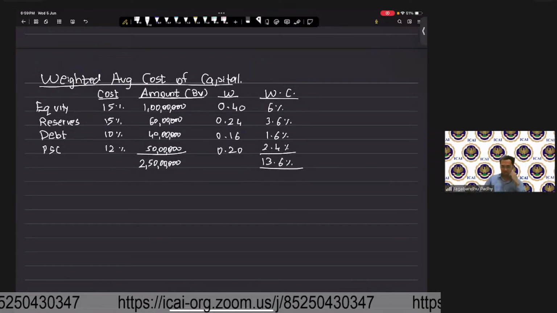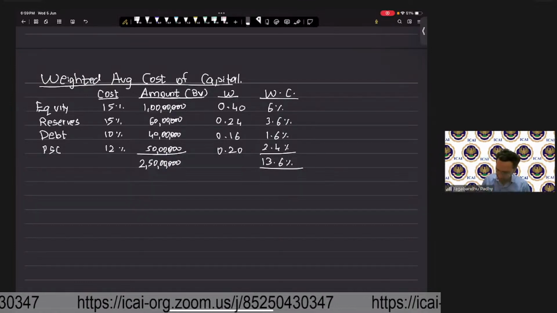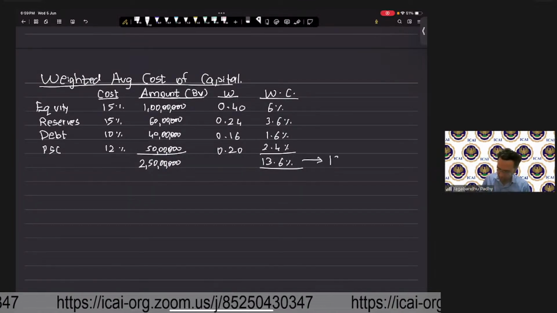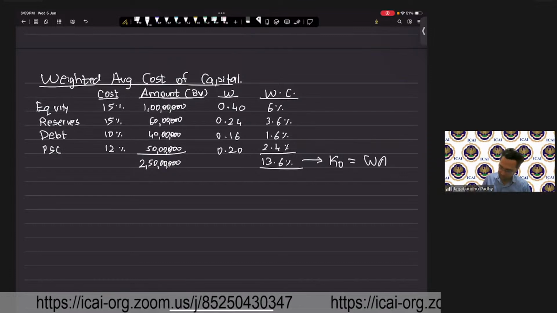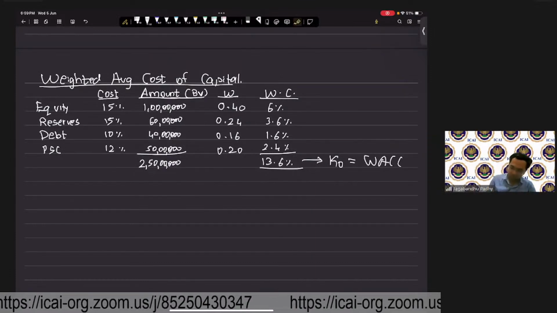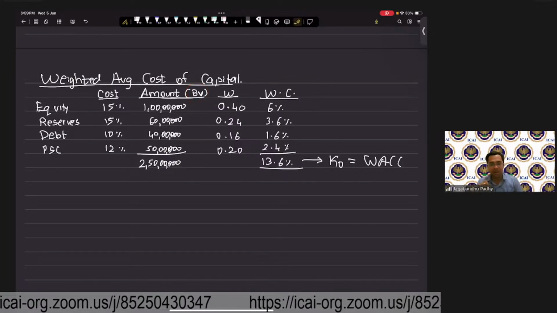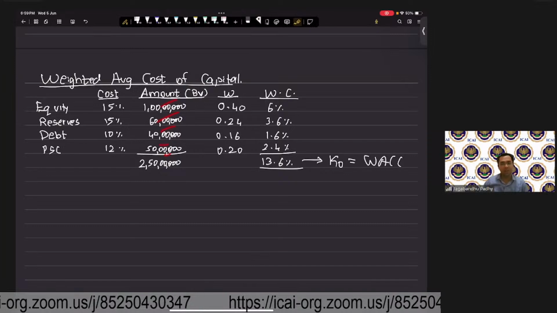Weights into cost is 13.6%, or we say it is our overall cost of capital, what we call the weighted average cost of capital. Instead of book value, if the question asks you to compute the weighted average on the basis of market value, you are supposed to take the market value in this.